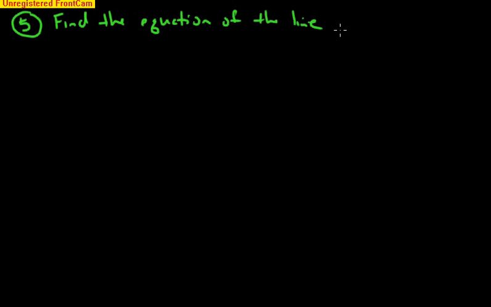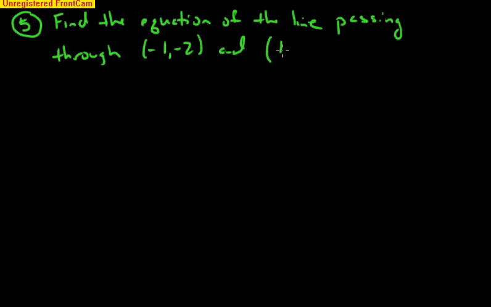Again, I'll probably have to do a third video, so this will be the last problem on this video. This one says find the equation of the line passing through, and our 2 points are -1, -2, and 1, 1.